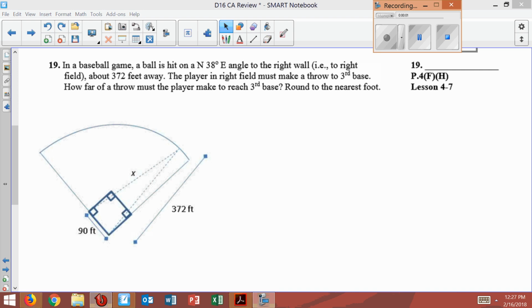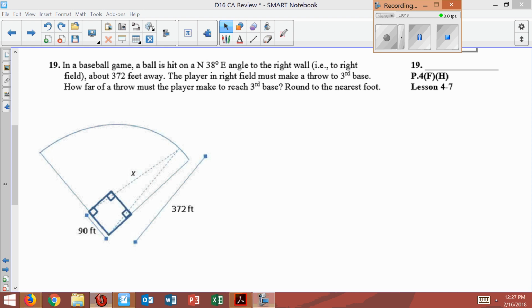Number 19. In a baseball game, a ball is hit on a north 38-degree east angle to the right field wall, about 372 feet away. The player in right field must make a throw to third base. How far of a throw must the player make to reach third base? Round to the nearest foot.